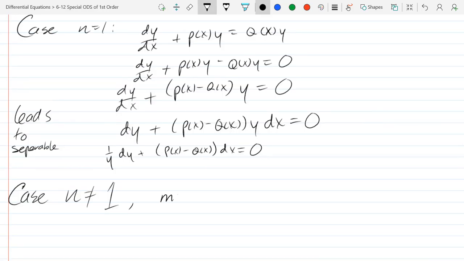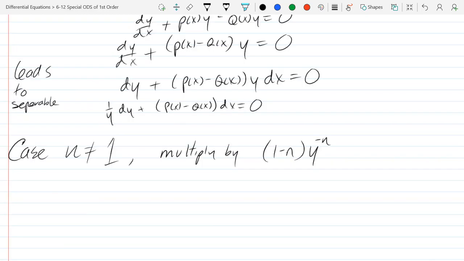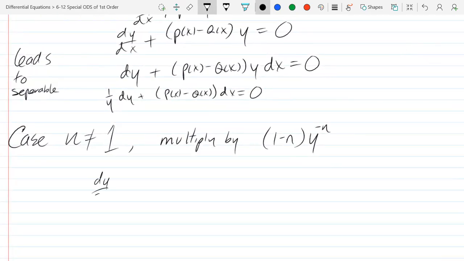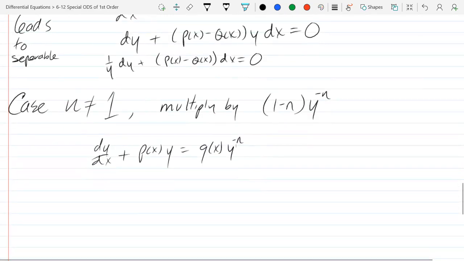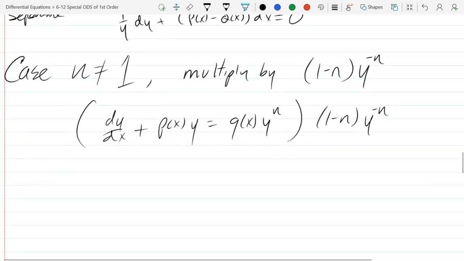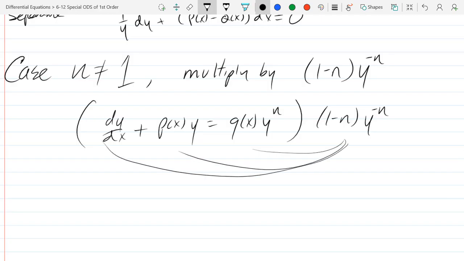So we're going to multiply by 1 minus n, y to the negative n power. So what did we start with? Right there at the top of the screen, dy dx plus p x y equals, I'm going to write lowercase q. I keep wanting to write that. So I'm just going to go ahead and switch to lowercase q. Oh, it's y to the regular n, not negative n. And we're going to multiply by, for no good reason, well, there is a good reason, but it's not obvious, 1 minus n, y to the negative n. So there's three places to distribute. There's two on the left and only one on the right.